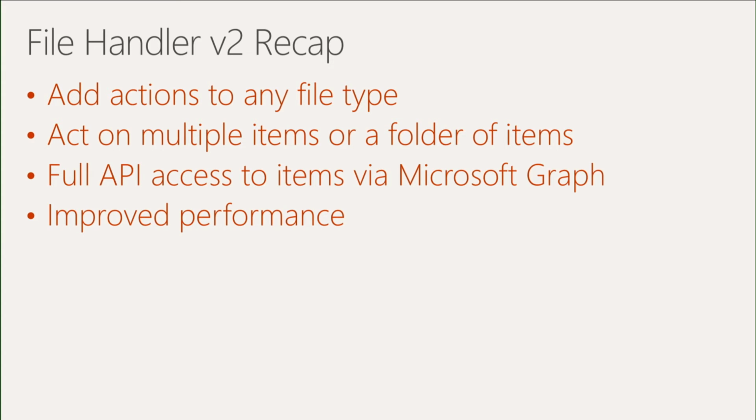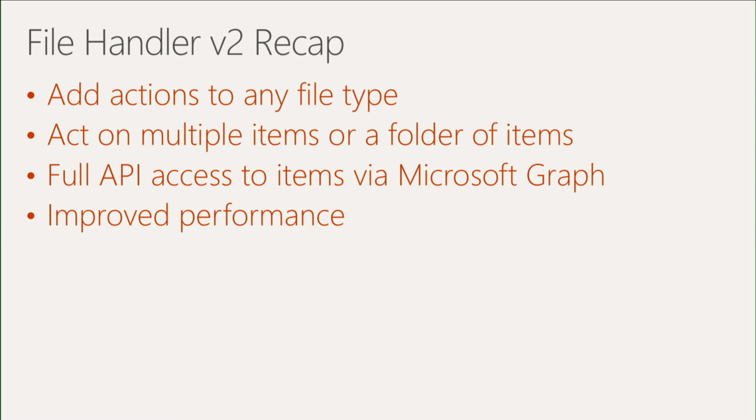So just to recap, the new functionality that's available for file handlers, you can now add actions to any file. In the past, in file handlers, you were restricted to only working on your proprietary file types. As you saw with Jonathan's demo, you can now extend PDF and add actions to PDF. You can also extend the Office document file formats and add actions to them, like convert to PDF.